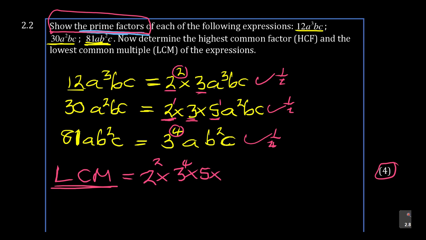Then I go for the letters now. Same thing. A is there, B is there, and C is there. Again, look for the bigger power. There is cubed, so I put a 3. I think that's the highest one, because this is square.